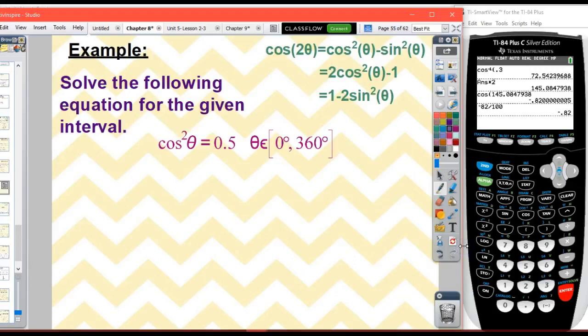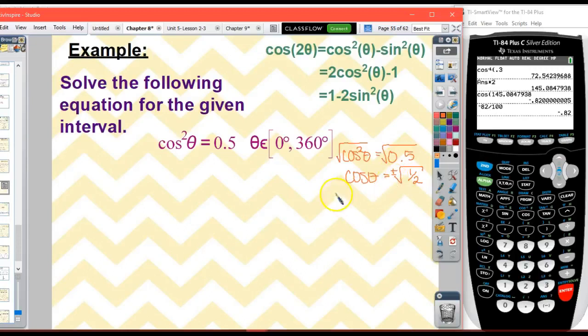So you could do this problem in 2 ways. One way, since I only have a cosine squared equal to 0.5, is I could start out by just square rooting both sides. And this is probably going to be the easier method. So I will then be left with a cosine theta equals the square root of 1/2. And that would be plus or minus. Anytime you square root both sides of the equation, you have 2 answers.